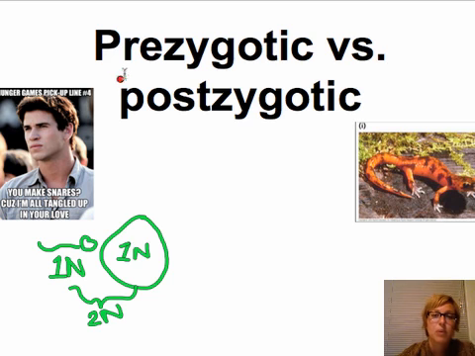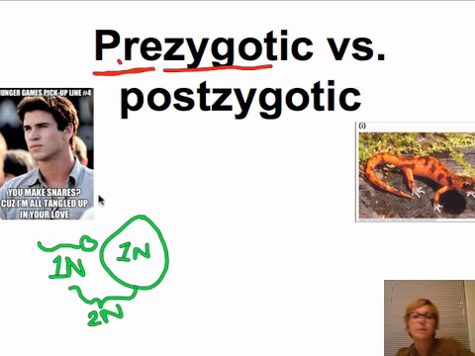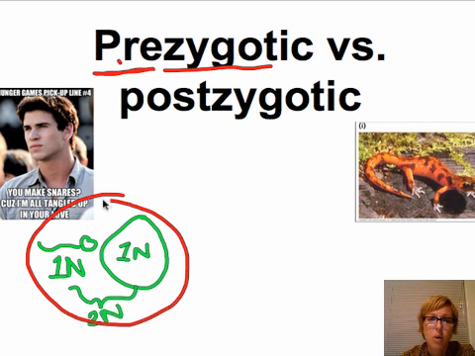Now, in a pre-zygotic barrier, that very first cell, once again, it's called a zygote, that whole process never happens. Kind of like a bad pickup line, where the sperm never ever gets a chance to meet the egg.